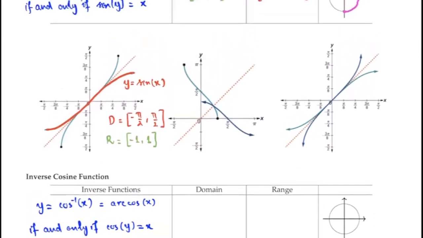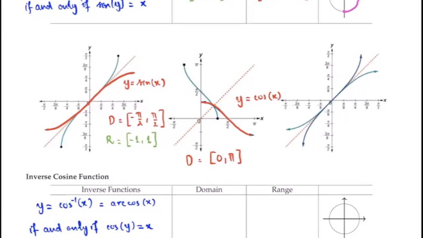Now, let's take a look at the graph of the cosine function. So this is the graph of the cosine function. Again, technically, the cosine function is not a one-to-one function, okay? But we restrict the domain of the cosine function between 0 and pi only.